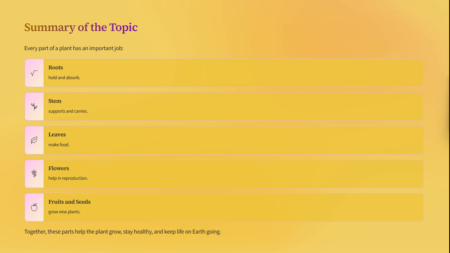Why plants are important? Now here's the big question. Why are plants so important for us? Plants give us food, fruits, vegetables, grains. They give us oxygen, without which we can't live, even for a few minutes. They give us wood, medicine, fibers, and shade.